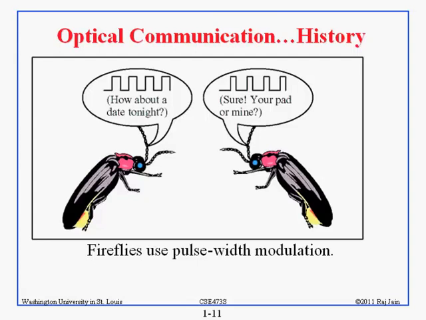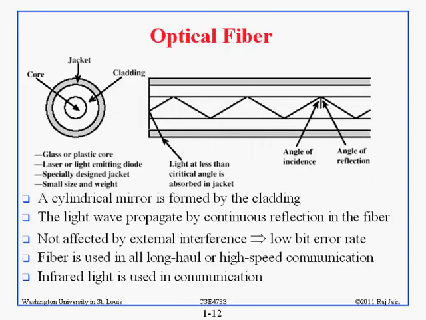Now the next method is optical communication, and I start with this cartoon to show that we are not the first one. Human beings are not the first to use optical communication. It has been used since the beginning of time by fireflies for a very useful purpose. When you see fireflies, their signals are not random. They use something called pulse width modulation. The width of the pulse says something.